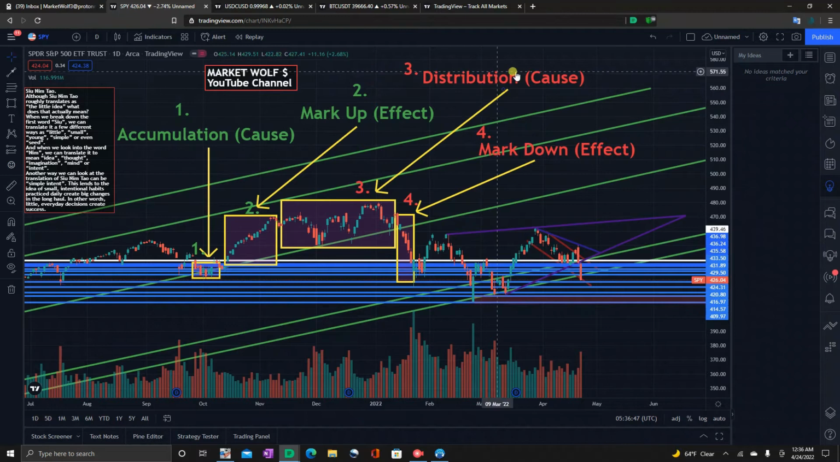Then we have the distribution phase, number 3, or we have another cause, right? So now we have this distribution phase. And of course, as a trader, you want to try to buy accumulation with the institutions, and you want to sell close to the top. And in the distribution phase, of course, the institutions will be selling throughout distribution.